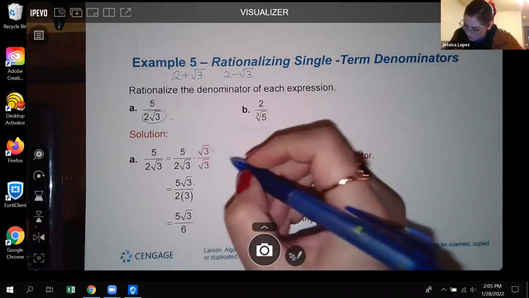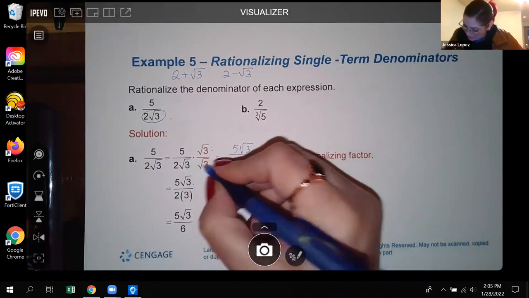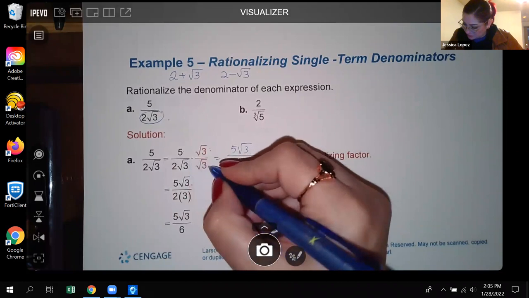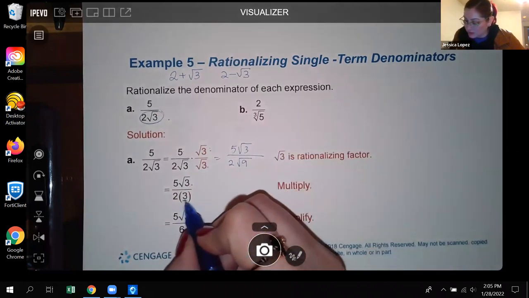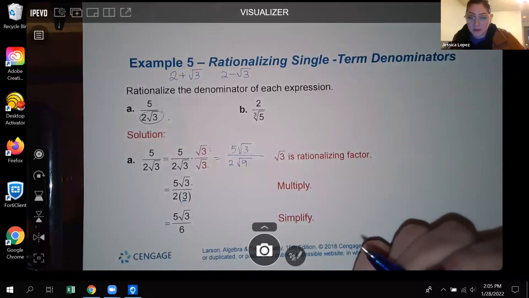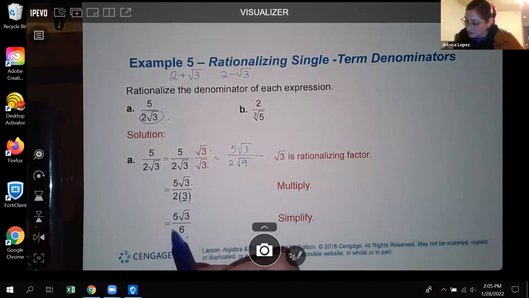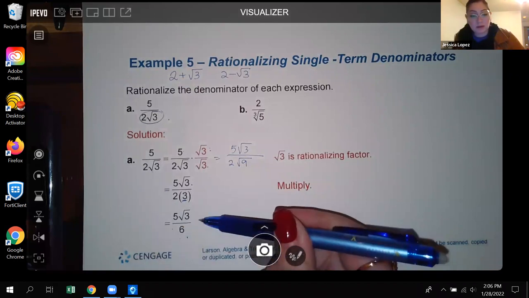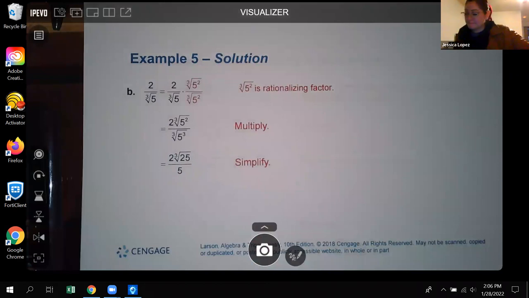In the bottom, you end up with these are the same index, so you can actually do 3 times 3 and get 9. And the square root of 9 is where this 3 came from, okay? And then when you multiply the 2 times that 3, you actually end up with 6. But notice that this is equivalent to this. And the cool thing about this expression is it doesn't have a radical in the denominator, okay? Which was the whole goal.